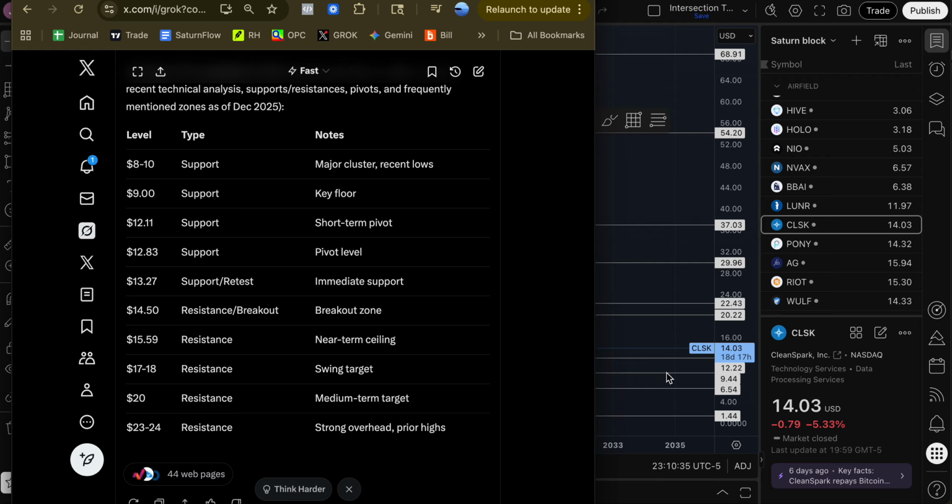1327, 1235, but I don't have 13, 27, 1450. Then we have 15, 17, 18, so we don't have anything over here, but I don't want too many key levels anyways. 20, and 23, 24, so that's good. So we really do want to penetrate this range.